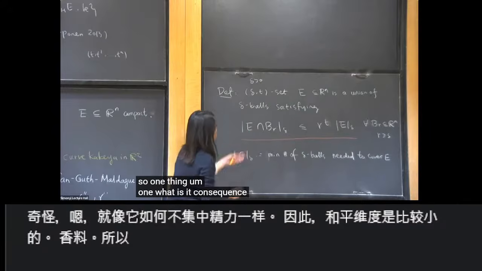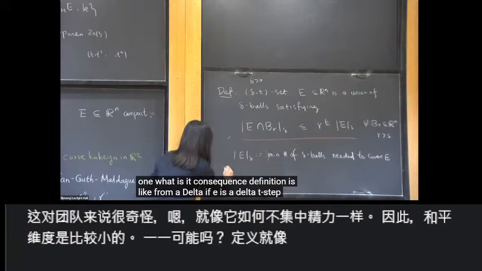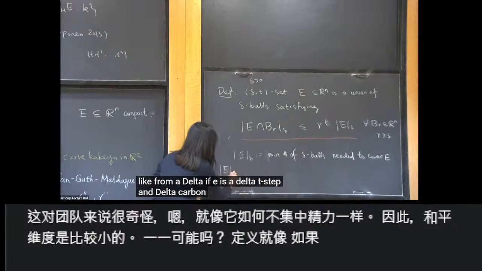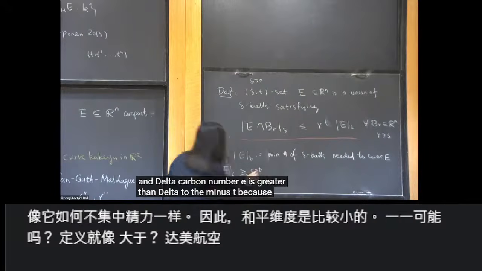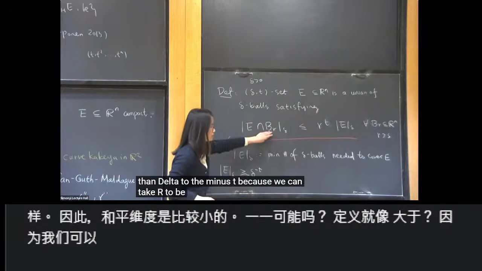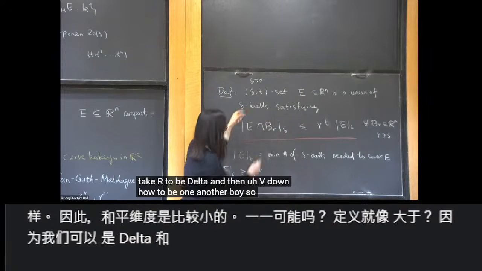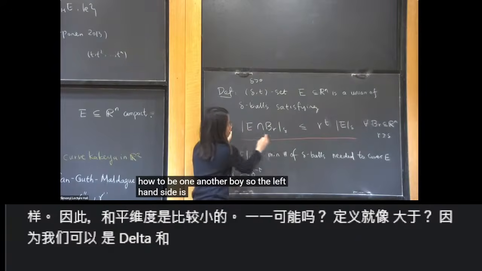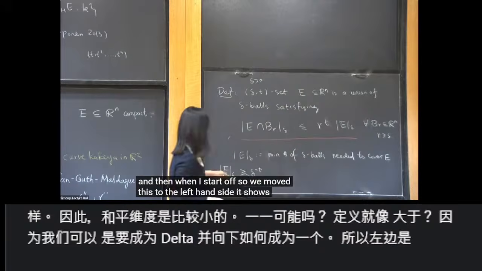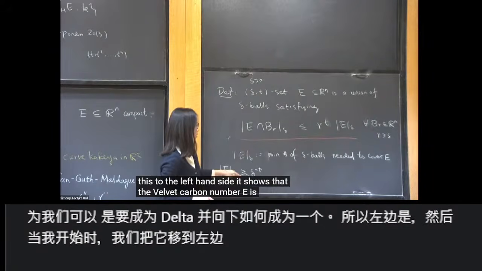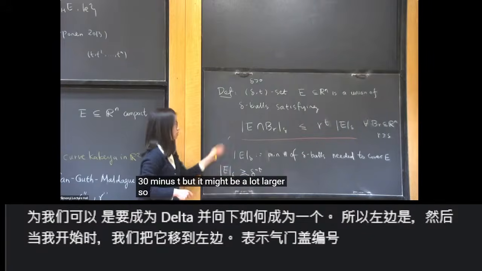One easy consequence of this definition is that if E is a delta-t set, then the delta covering number of E is at least delta to the minus t, because we can take r to be delta and then take the ball to be one delta ball in E. So the left-hand side is 1. And then when r is delta, we move this to the left-hand side. It shows that the delta covering number of E is at least delta to the minus t, but it might be a lot larger.